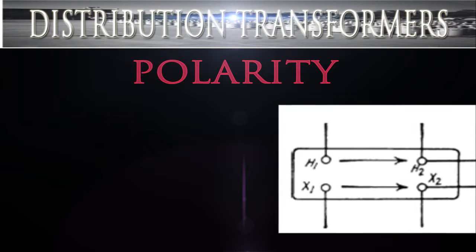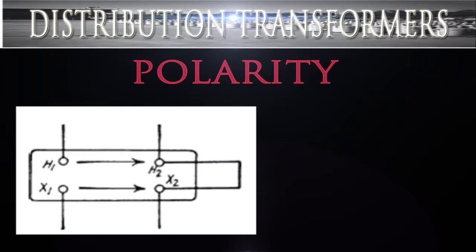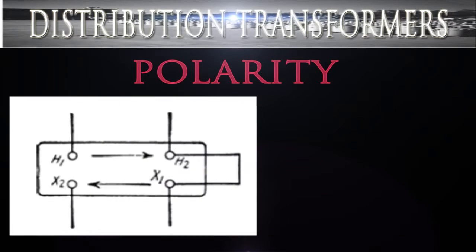When the current flows in the same direction in the two adjacent primary and secondary terminals, the polarity of the transformer is said to be subtractive. And when current flows in opposite directions, the polarity is said to be additive.